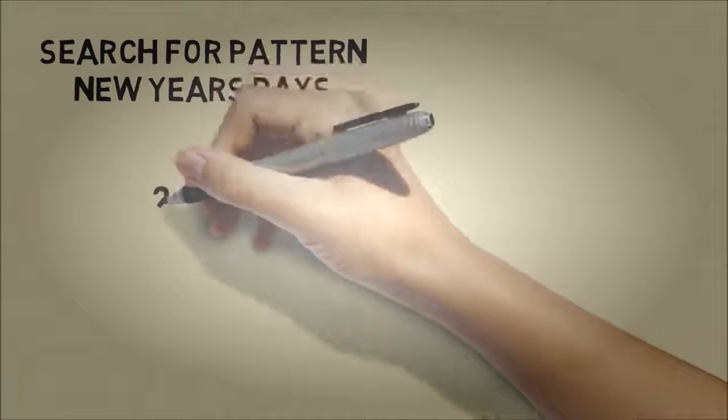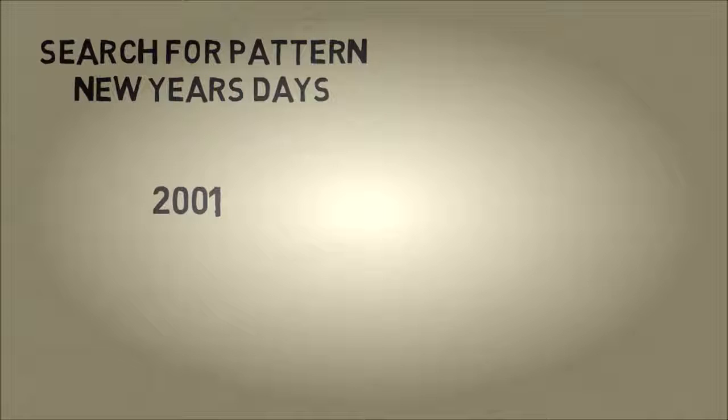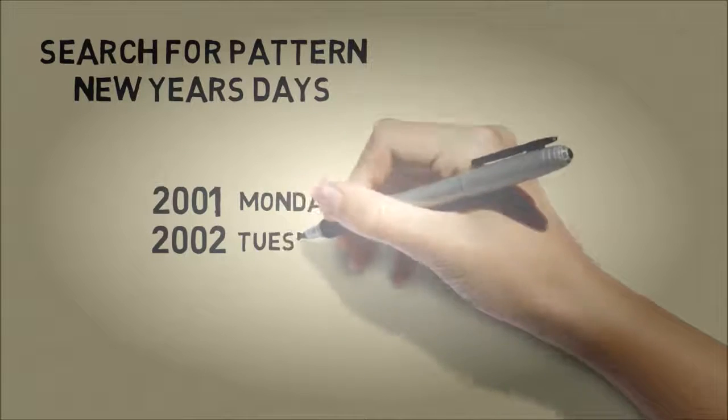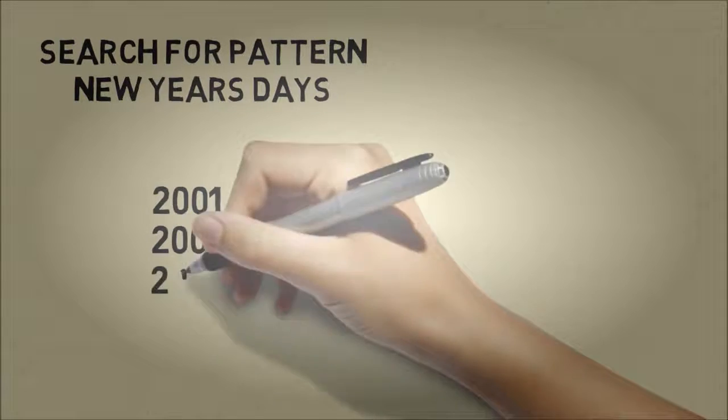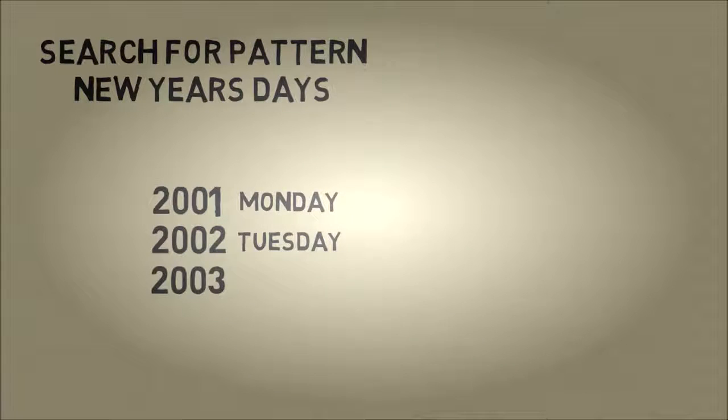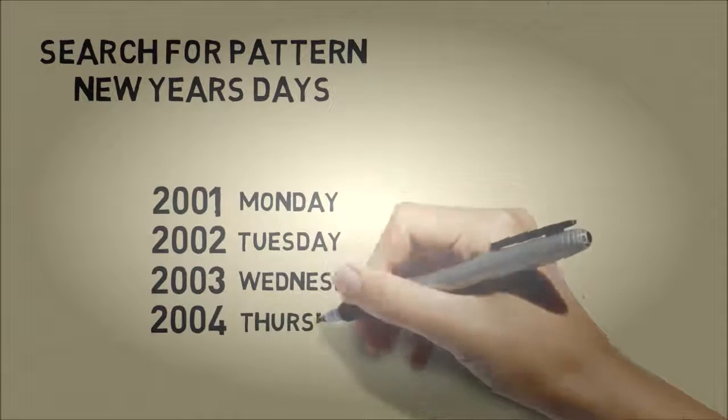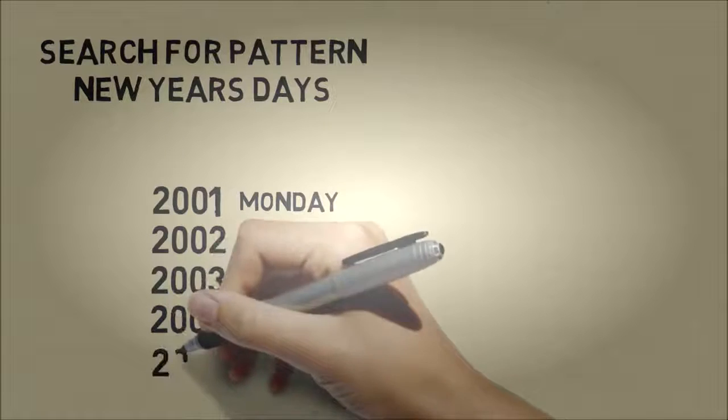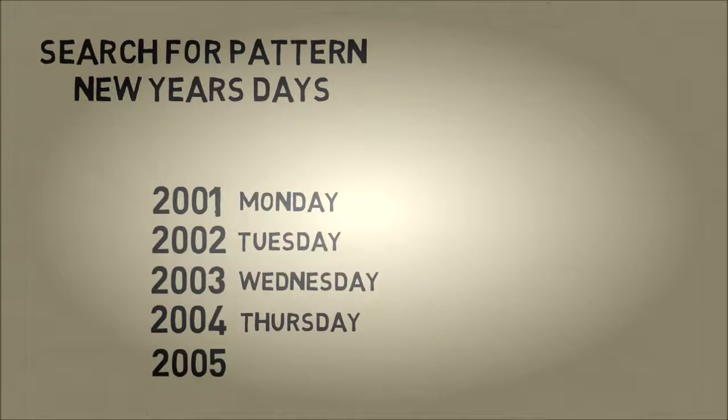Let's try and find a pattern in the day that the new year starts. In 2001, the new year started on a Monday. In 2002, it started on a Tuesday. In 2003, it started one day ahead, which is Wednesday. In 2004, the new year also started one day ahead on Thursday. So by this pattern, you would think that 2005 started on a Friday. But it in fact started on a Saturday.